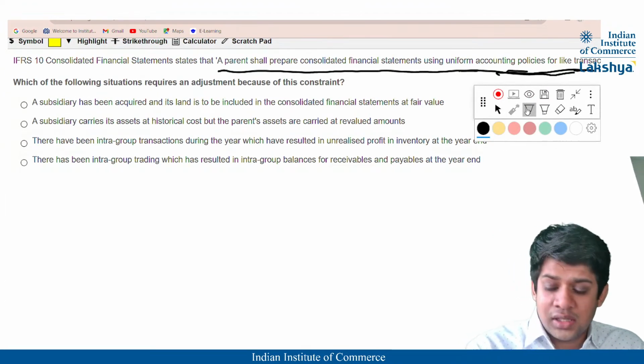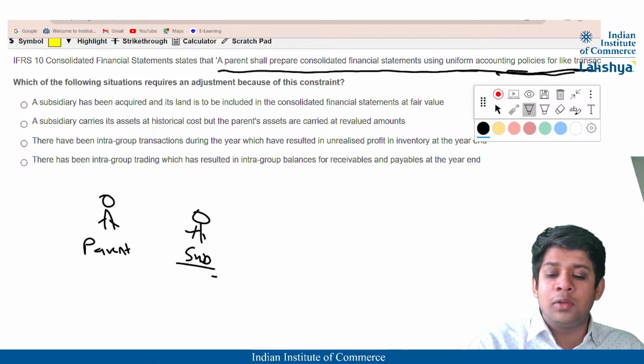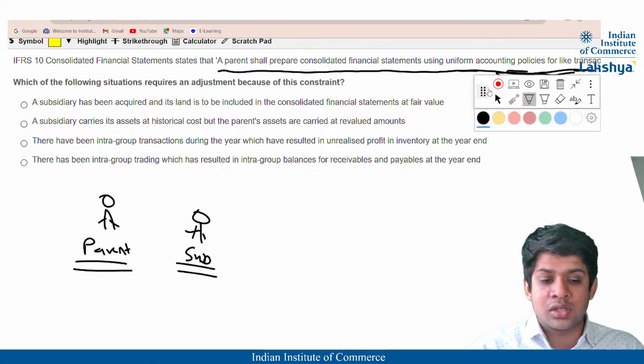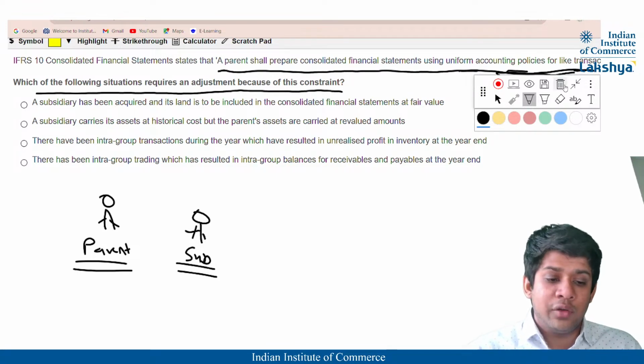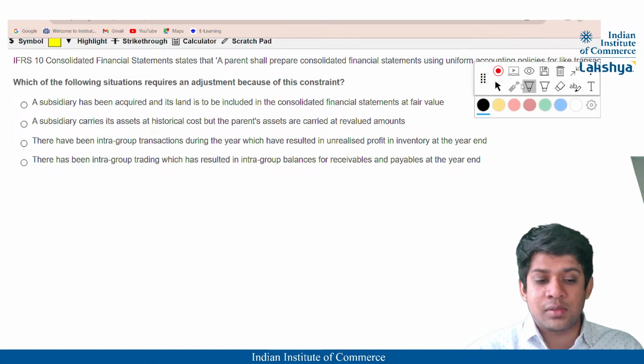That means they're asking you that, when one company consolidates with another company, the parent and the subsidiary should adopt the same accounting policies for similar circumstances or similar situations. Or similar items, you can say. So, which of the following situations requires an adjustment because of this constraint? So you have to identify which of the following situations genuinely requires an adjustment.